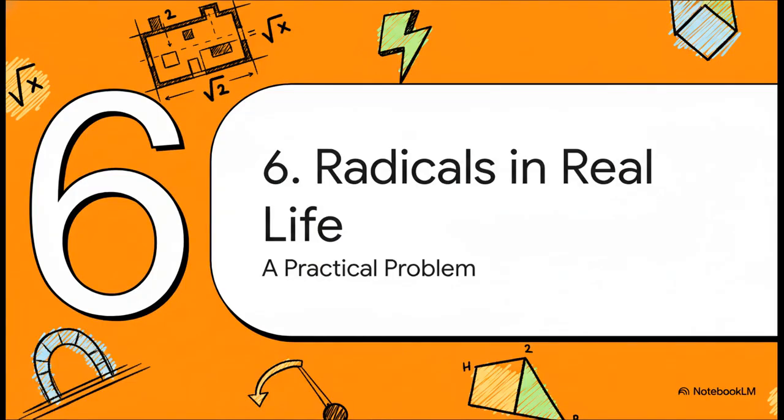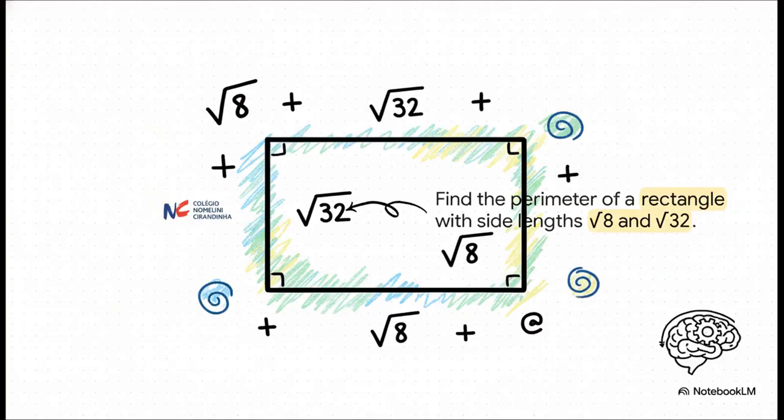Okay, so we've got all these rules down. But so what? What's the point of all this? Let's take a look at how all these skills can actually come together to solve a real practical problem. Okay, check this out. We've got a simple rectangle, but its side lengths aren't nice whole numbers. They're radicals. We need to find the perimeter. So how do we do it? Well, we're going to use everything we've just talked about.